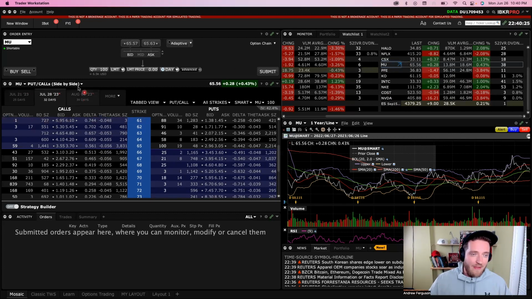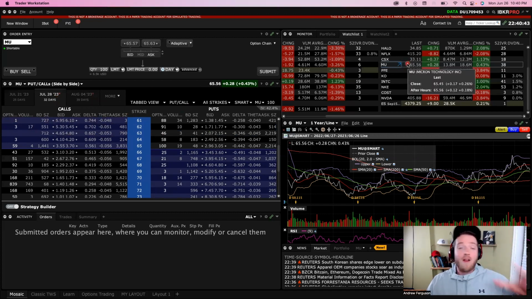We also want to look at the 30-day-ish options chain and look at the put side here, selling our put below the current stock price of 65.56. Let's target around that $63 range. That's our strike price, our expiration, and the stock price. Now we're good to flip into our spreadsheet and break it all down for you.